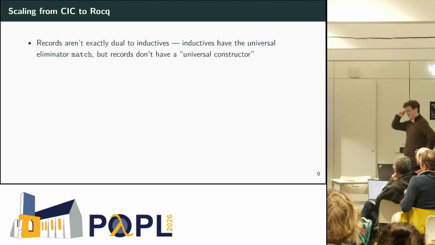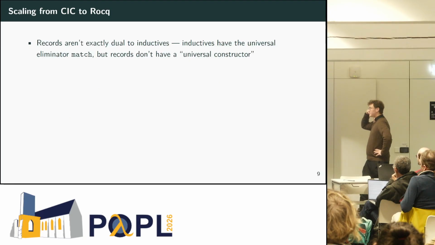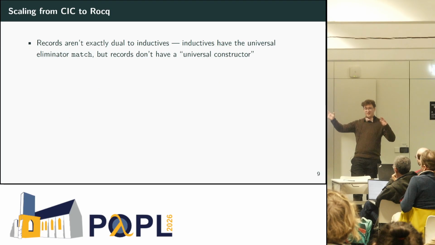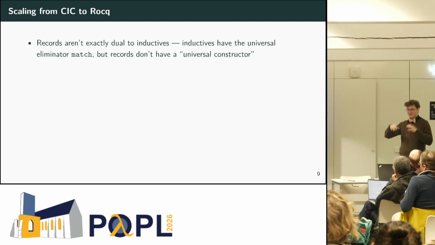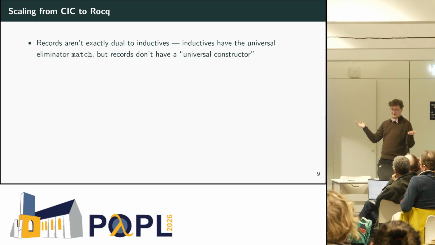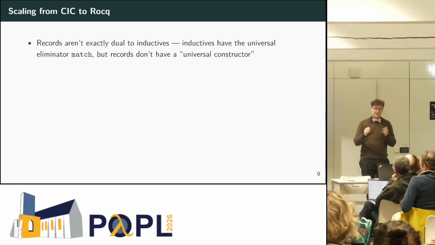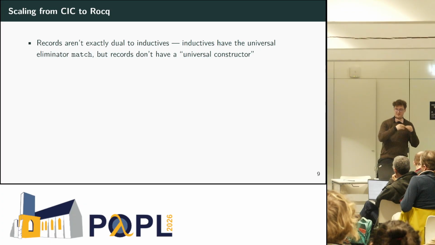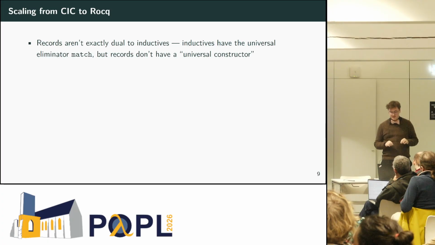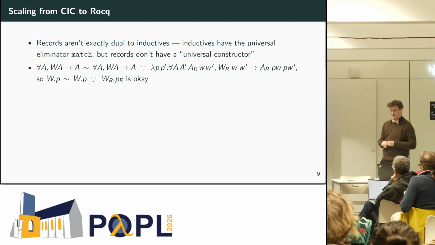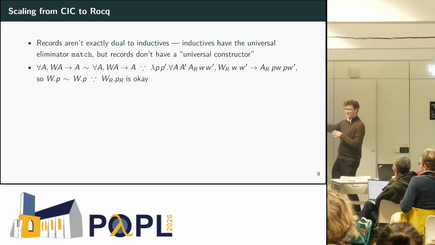The other thing is that records and inductives are not necessarily exactly dual, because for inductives we have this universal eliminator in the core syntax. That's the match statement, and we know how to translate a match statement pretty continuously. But records do not have this analog of a universal constructor. So what we need to do is show you some scary types.